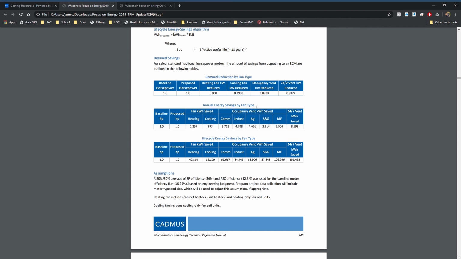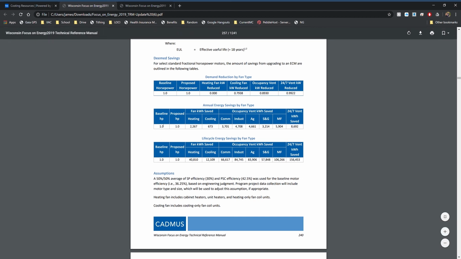Annual energy savings by fan type, same kind of thing. We're going to see different kWh savings based off of the sector and what type of fan it is. That's mostly based off of what hours during the day and during the year the fan is going to be running. So for the baseline assumptions, this is a great place to check yourself or to get an idea of what your savings could be. And this is per 1 horsepower motor, so if you have 4 of these motors, you can scale that accordingly.